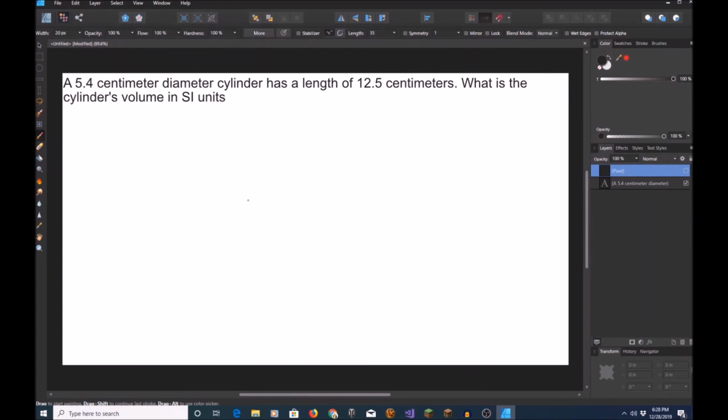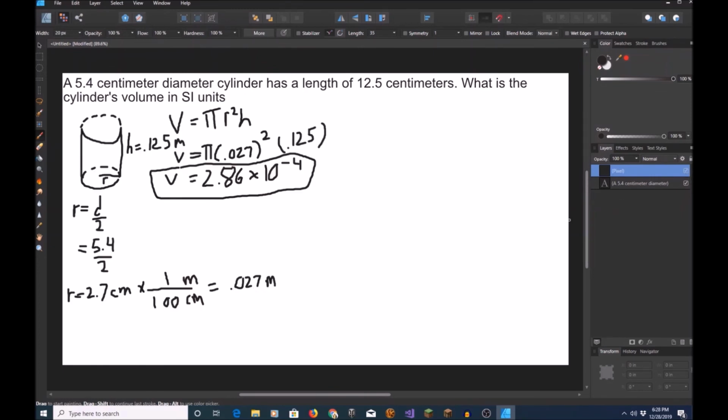Okay, so in this next question, we're told that a 5.4 centimeter diameter cylinder has a length of 12.5 centimeters, and we're asked to find the volume in SI units. So this is what I have. The first thing I did was I drew a picture of the cylinder because pictures can help, especially for me, I'm a visual learner. Then I wrote out the formula for volume, which is V equals pi r squared h.